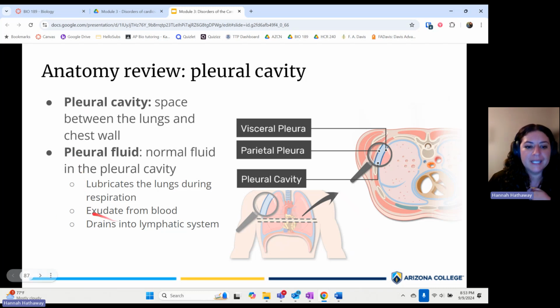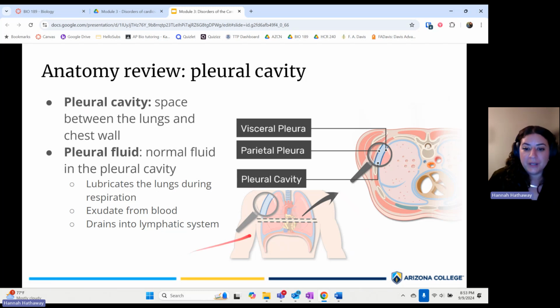So that pleural fluid is an exudate, meaning you have your blood and then due to hydrostatic pressure, fluid is leaving the blood. So not cells, just fluid. If we think back to module one and some different terms when we were talking about wounds and infections, exudate would be like a blister that's just full of that clear liquid. That's an example of exudate. So there's not usually cells in this liquid, or not blood cells, I should say.